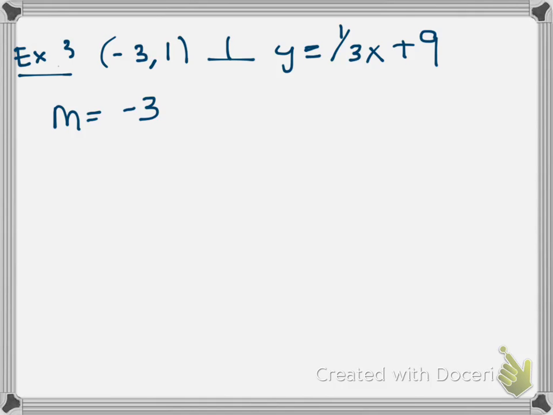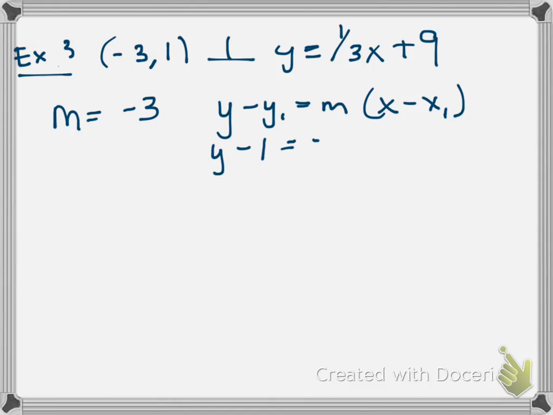Now, because that's my job to teach you point-slope form, we'll do one of each. So then I plug this in. Y minus 1 equals negative 3 times x minus negative 3, or x plus 3. I just went ahead and combined my negative signs into a positive right there.